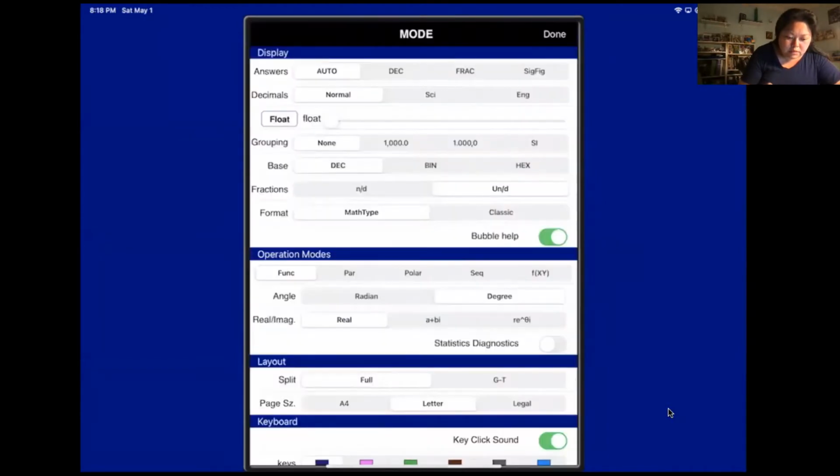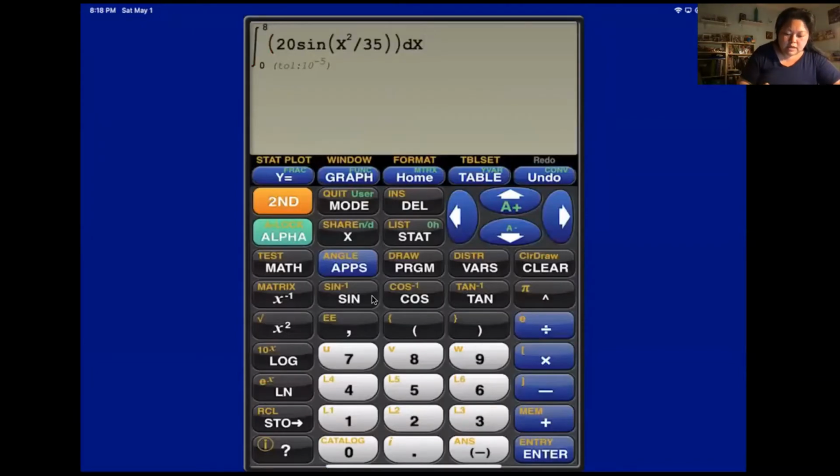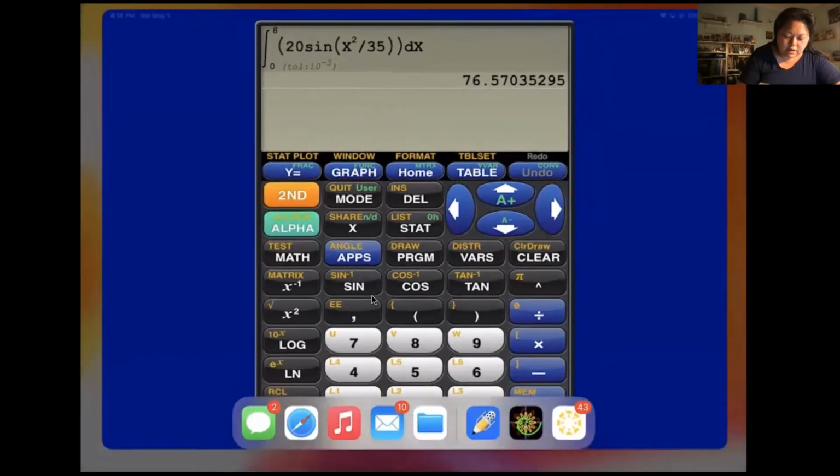I'm going to double check my mode has to be in radians. See, mine's in degree right here. I want to make sure it's in radians, so I change it back to radians. All right, done. So I press enter, and that is a total of 76.570. Remember, round to 3 decimal places. So we go back to our FRQ.